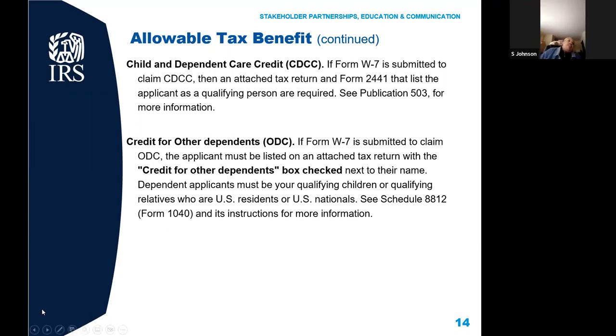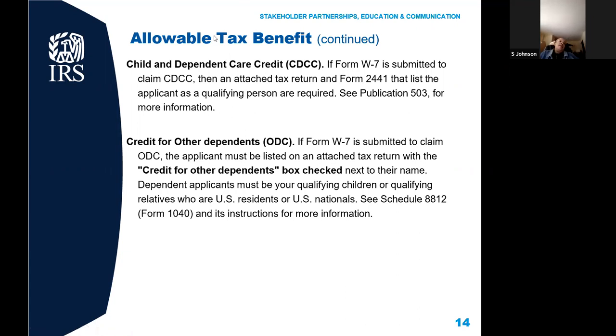If this application comes in with the ITIN, they're expecting to see the Form 2441 showing who is the qualifying person. Information concerning that credit is located in Publication 503.